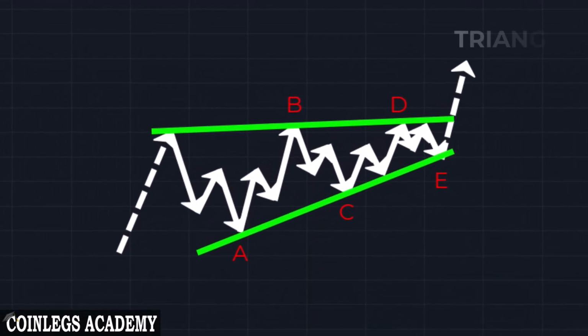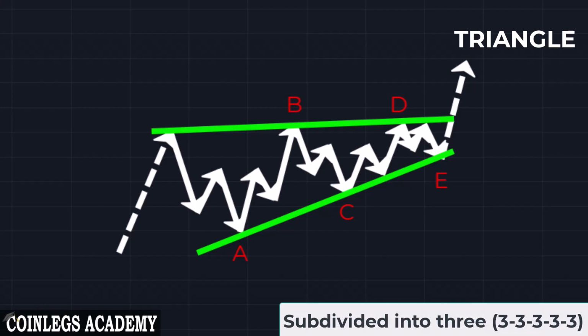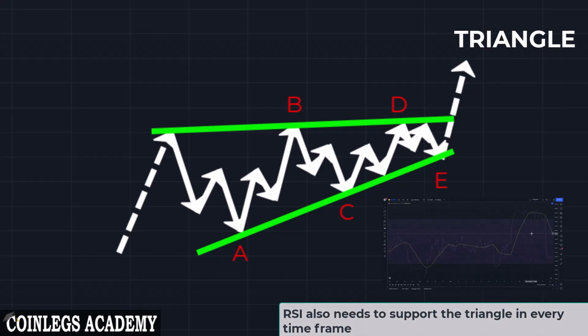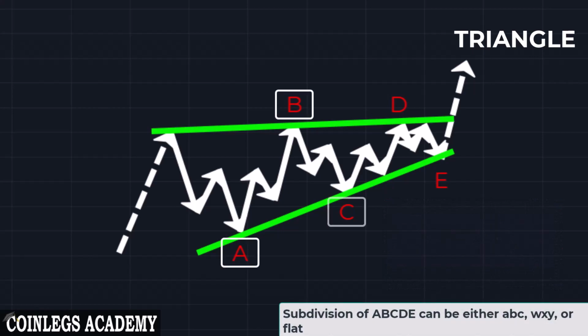A triangle corrective structure labeled ABCDE usually happens in wave B or wave 4. Triangles are subdivided in a 3-3-3-3-3 structure. RSI also needs to support the triangle in every time frame. The subdivision of ABCDE can be either ABC, WXY, or flat.